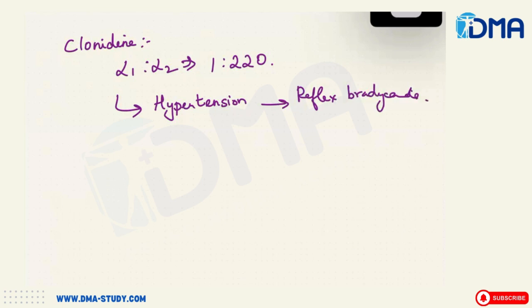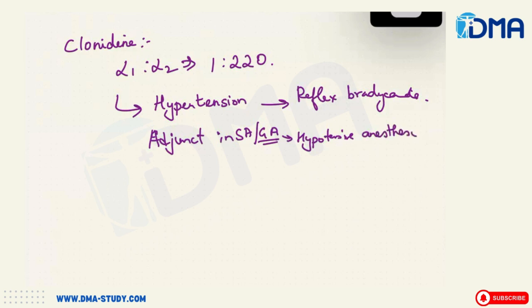Clonidine's other uses: it is used as an adjuvant in anesthesia, in spinal anesthesia as well as in general anesthesia. In general anesthesia, it is used for hypotensive anesthesia. In spinal, it is used in the prolongation of the action of the spinal anesthesia. Then it is used in attention deficit hyperkinetic disorder treatment. And sometimes it is used in patients with diarrhea and diabetes with an autonomic neuropathy. It is also used in the treatment of alcohol withdrawal.